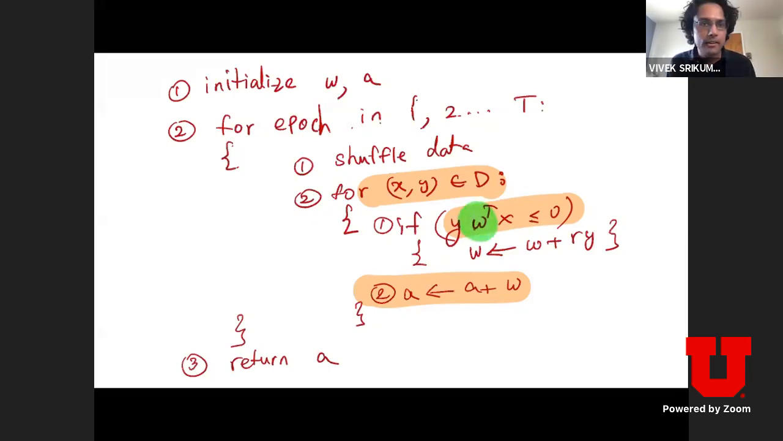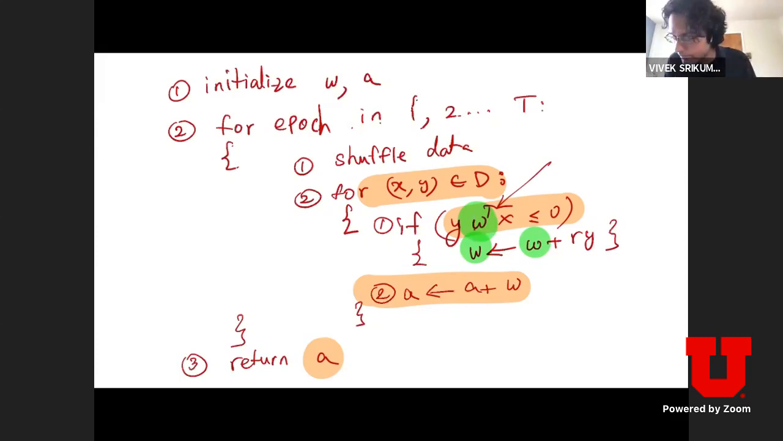This check is done using W. All these updates are done using W. But the final weights that are returned are A. A mistake that people make is they use A for checking there, and that basically is not the right algorithm.